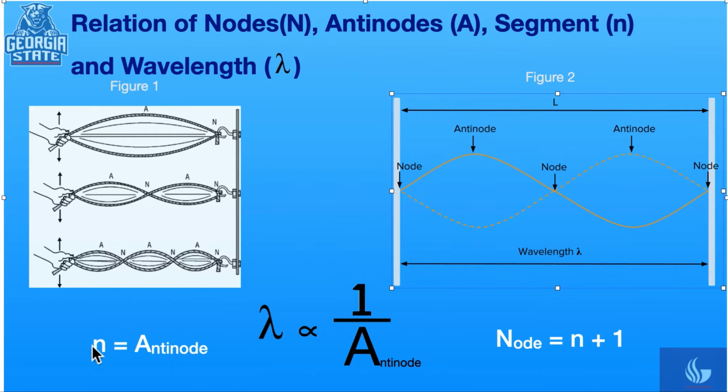We conclude that the relationship between the segments and the antinodes is that the number of segments will always be equal to the number of antinodes. The wavelength will be inversely proportional to the number of antinodes. As from figure 1, we see that as the wavelength is decreasing, the number of antinodes is increasing. And the number of nodes is always equal to the number of segments plus 1.